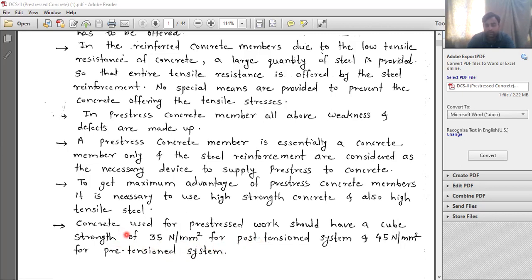See here what is mentioned. The concrete used for prestress work should have a cube strength of 35 Newton per mm square for the post-tension system. For post-tension, the minimum strength is 35, and for pre-tension, 45.